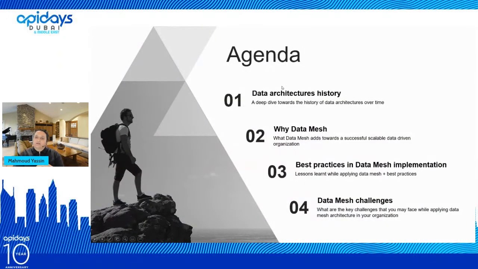The agenda will look like this. First of all, because data architecture is quite a complex topic, I want to start with a little bit of history of data architectures and how this evolved over time. Then the second section will be on why data mesh. The third one is the best practices and the principles of data mesh. And then also, what are the challenges in this domain?